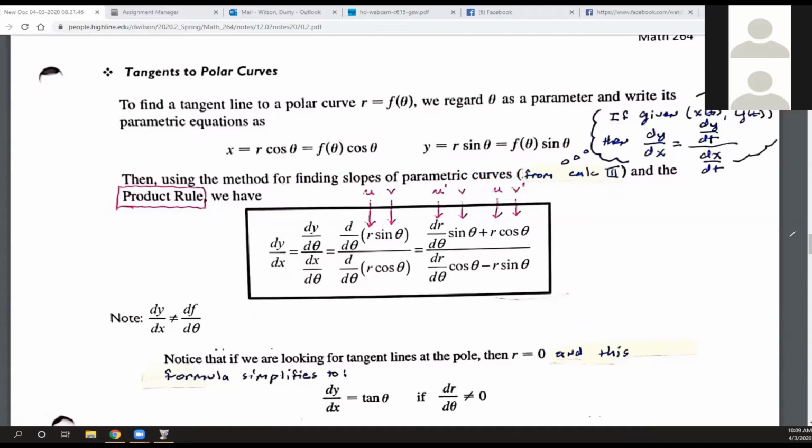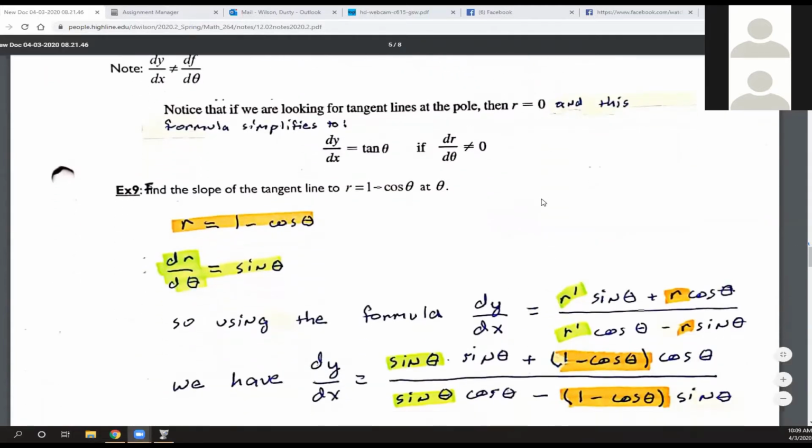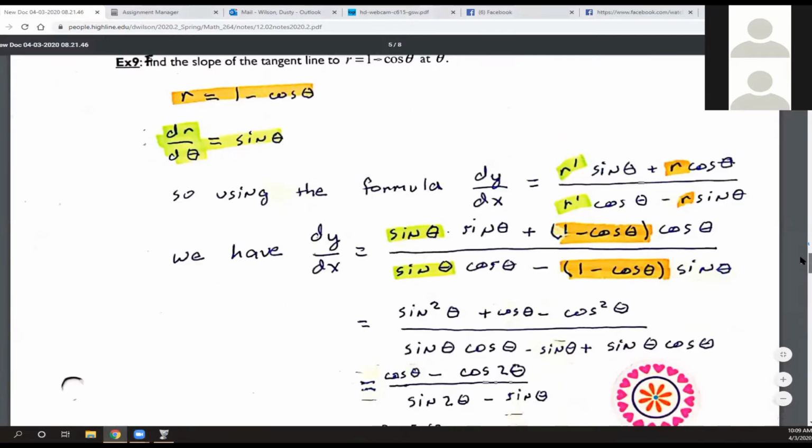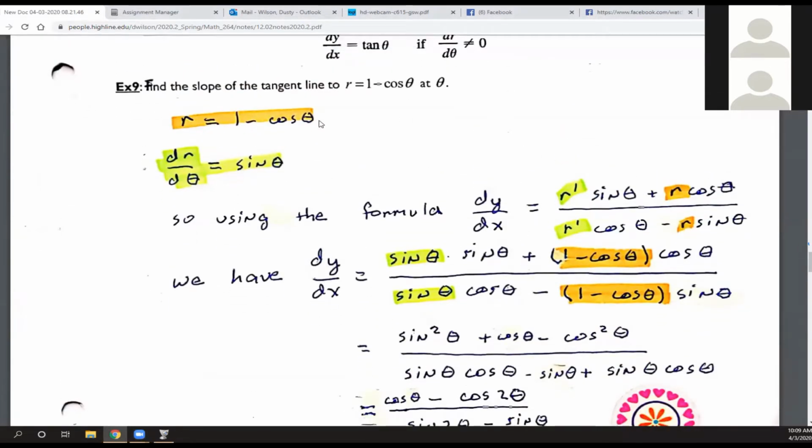Okay, so continuing on down, we'll work through some by hand, but these first ones are pretty straightforward, so I'm just going to show it. We want to find the slope of the tangent line to r equals 1 minus cosine theta at theta. So we're going to just end up with a function. And we're just going to use the formula from above. So we need our r. It's 1 minus cosine theta, that was given. dr/d theta is sine theta. And then we just sort of plug and play.